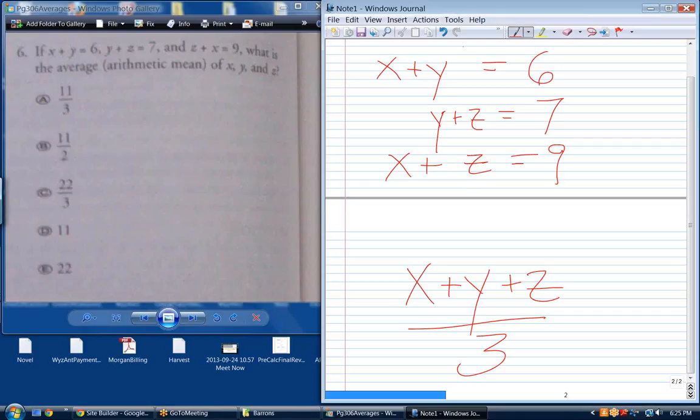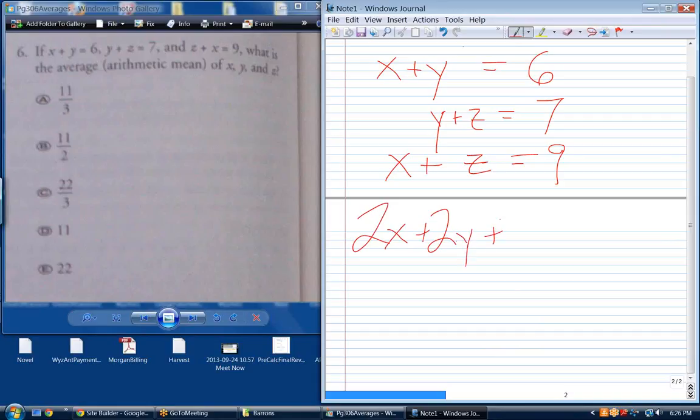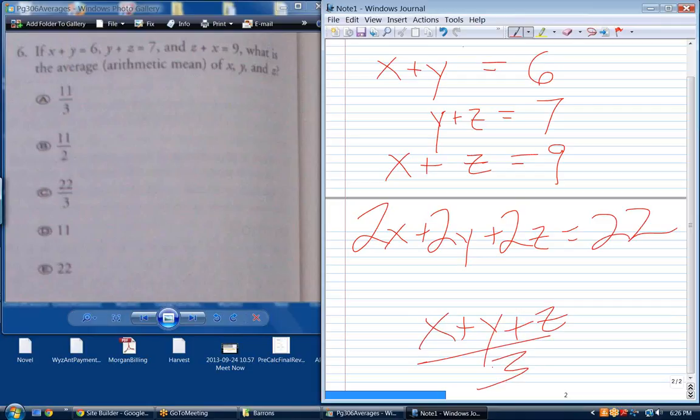Well, can you subtract them? Or think add. Let's add all 3 equations. Notice what happens. 2x plus 2y plus 2z is equal to 22. So now tell me what x plus y plus z divided by 3 is. Well, first you have to divide by 2. Okay. So x plus y plus z equals 11, if I divide every term by 2. So it's 11 over 3. Okay.